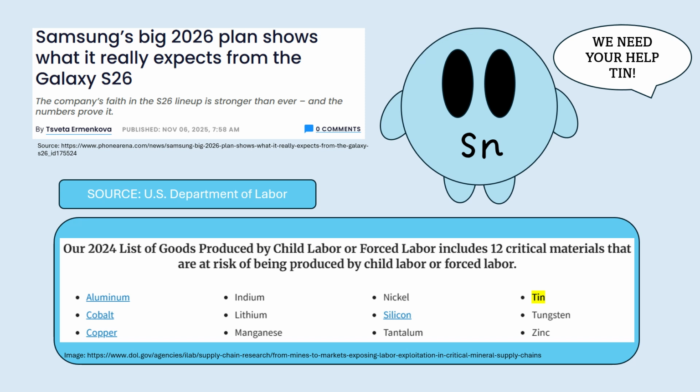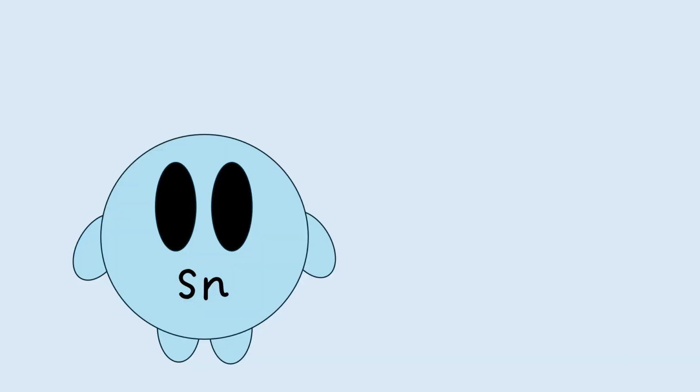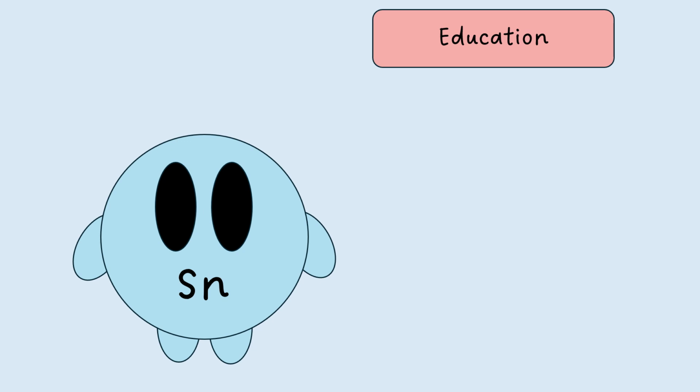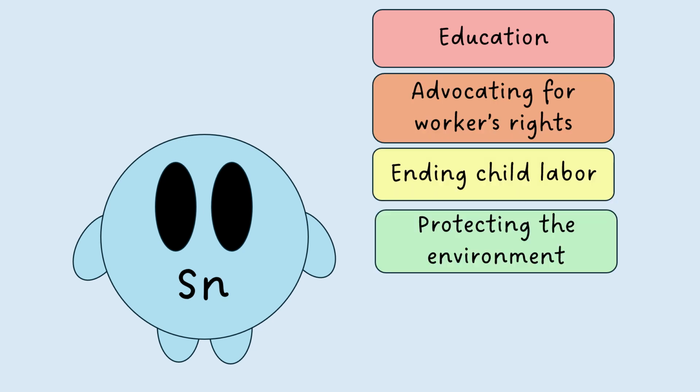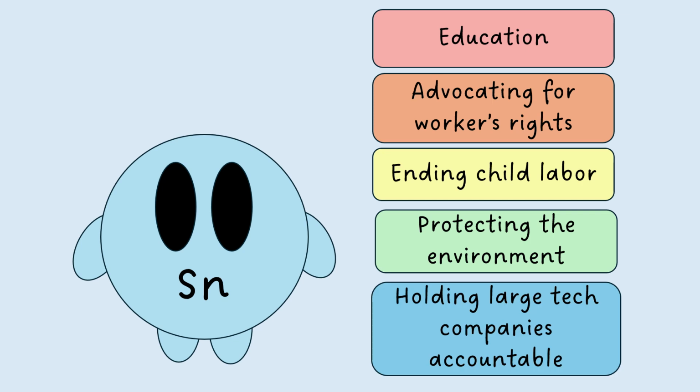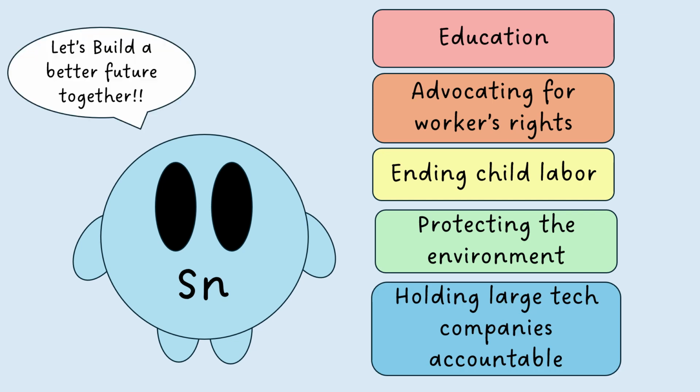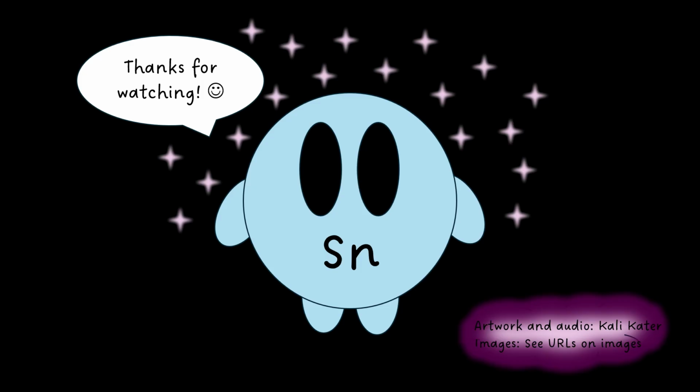With new technological advancements, the demand for tin will persist. Therefore, it is important to acknowledge the environmental damage and inhumane treatment of workers who mine tin and other metals across the world. Through educating others, advocating for the humane treatment of mine workers, putting an end to child labor, protecting the environment, and holding tech giants like Samsung and Apple accountable, we can ensure that the story of tin continues in a more sustainable and resilient manner. Thank you.